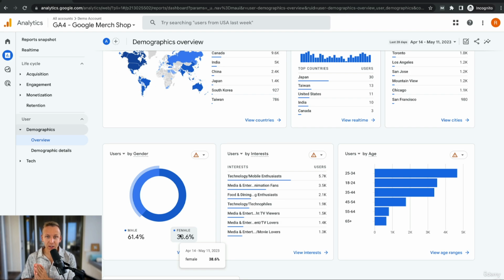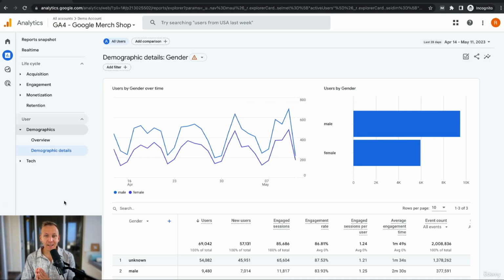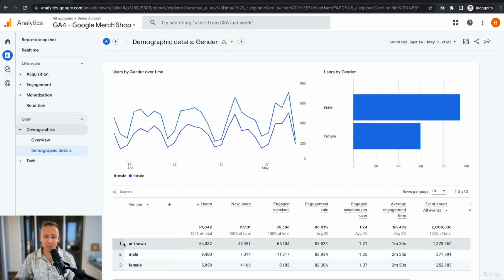Now, in our target audience persona, we're actually saying that we're targeting both genders, but just looking at this surface data here, it looks like we should be targeting men. However, remember what we have been learning about high quality versus low quality traffic? We always need to dive deeper into the data. So what we're going to do is go down and click on View Genders. And this is where it gets so interesting. So the first thing we can see is that the vast majority of our traffic is unknown.